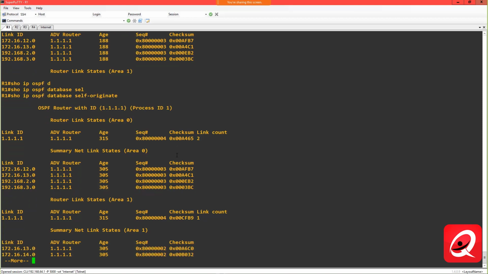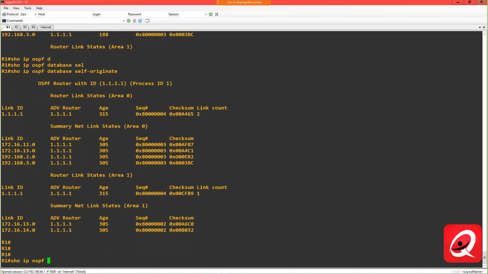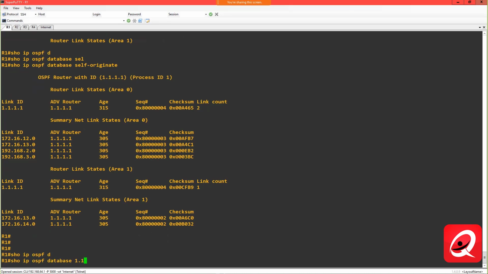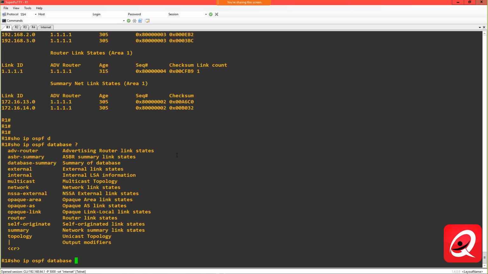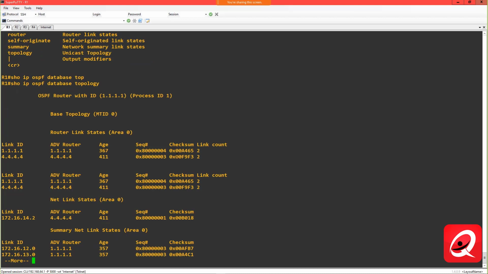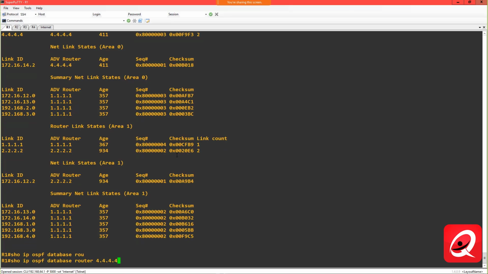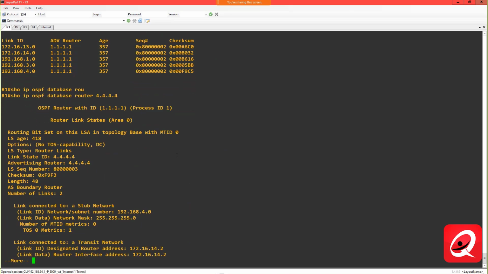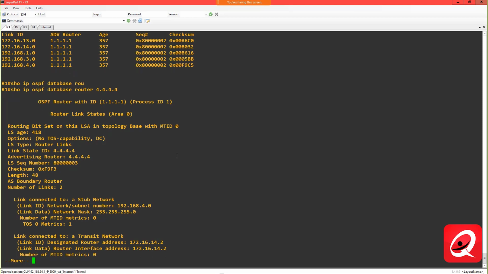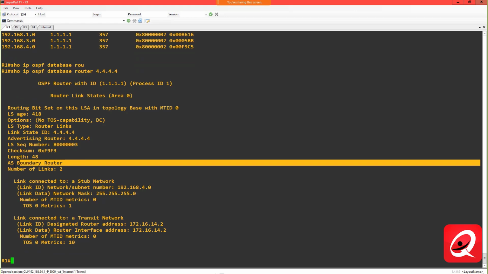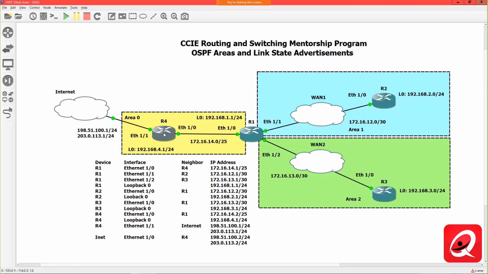I'm trying to remember. Let me see. Show IP OSPF database. I think I could just do it for, let's see, let's do router 4.4.4.4. We might have to configure some additional properties on these routers. Yeah, so this one is an autonomous system boundary router. This guy's redistributing routes into OSPF from the internet, which makes it an ASBR.